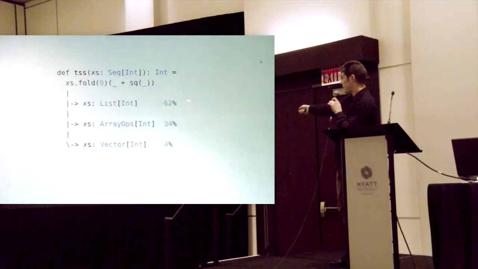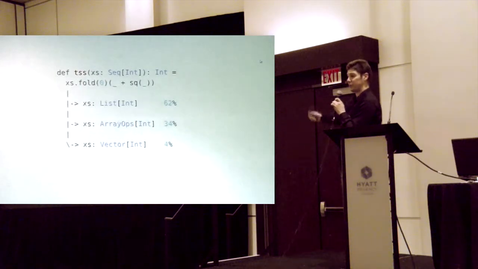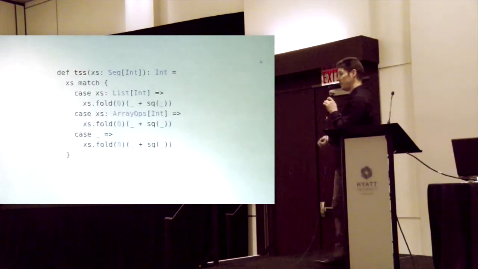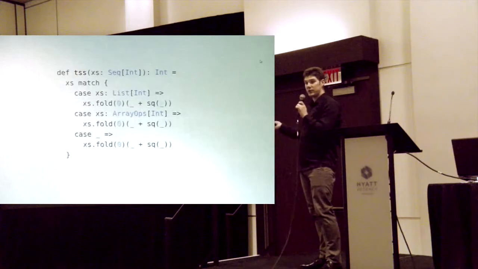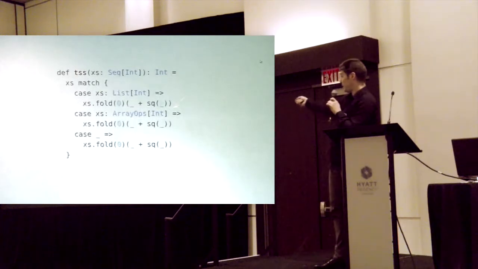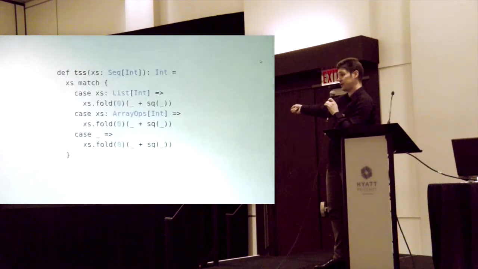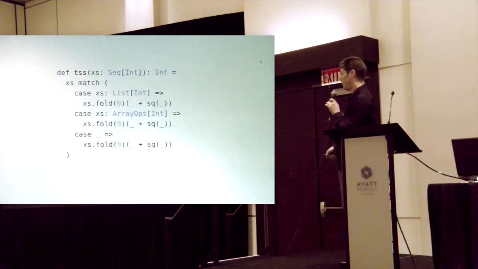And concretely in this example, it has access to a table which is basically telling it that at this point in the code, at this call site, a list of integer occurs 62% of the time, an array ops object occurs 34% of the time, and for example a vector occurs only 4% of the time. And based on this information, a compiler, in our case the Graal compiler, emits a type switch at this point, where it sorts the different cases in the order of their appearance in this receiver type profile table.